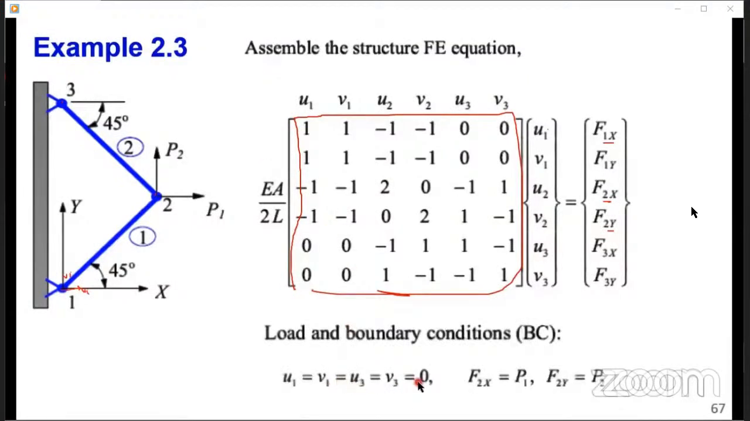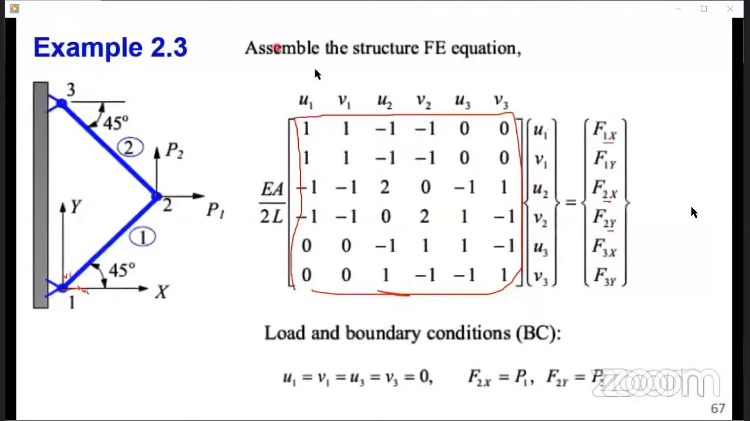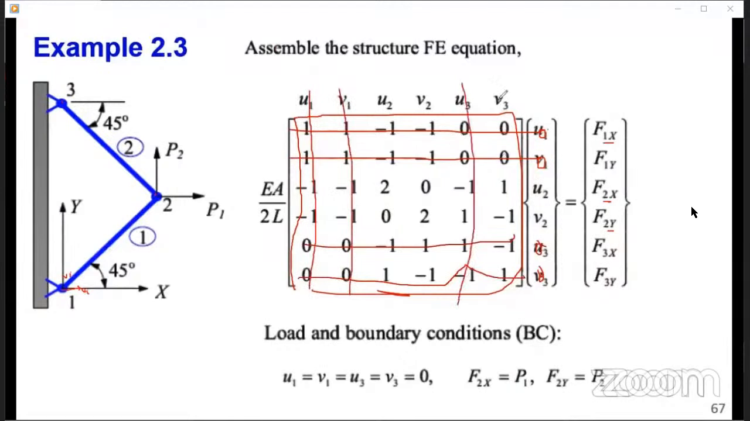This is what I'm saying: the boundary conditions are known, and some applied forces are known. So if we put 0, this becomes 0 here. You know this is 0, this is 0. What does this tell you? You can remove the rows and the columns associated with 0 degrees of freedom. So you can remove the first row, second row, fifth row, sixth row. In a similar manner, you can remove the first column, second column, fifth column, sixth column.